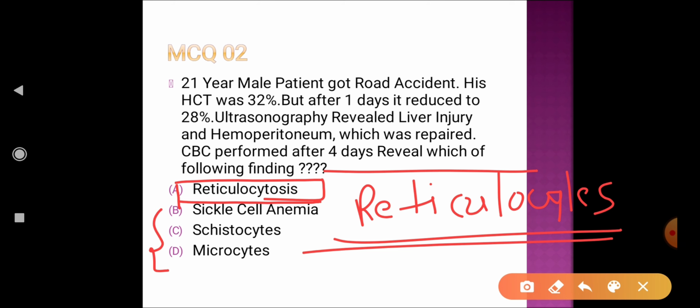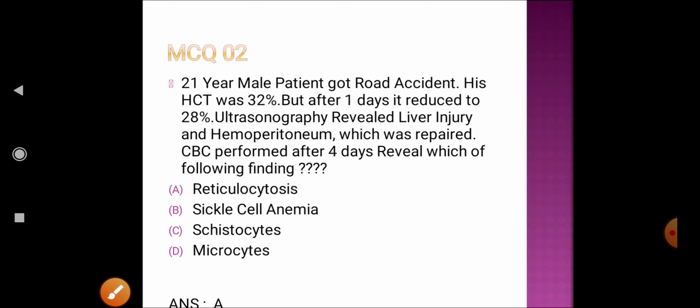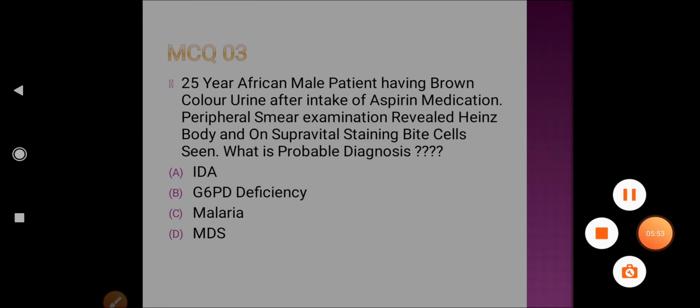These three answers are wrong. Reticulocytosis is indicative of bone marrow activity, and because of blood loss into the peritoneum, there will be compensatory increased RBC production, and some more reticulocytes will be released in your blood. So reticulocytosis is the answer for this MCQ. Now MCQ number 3.